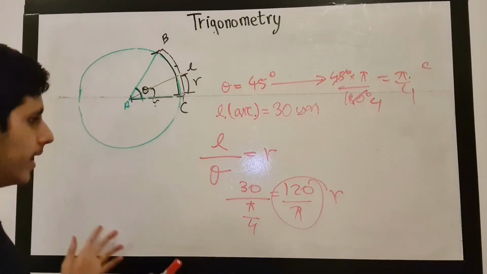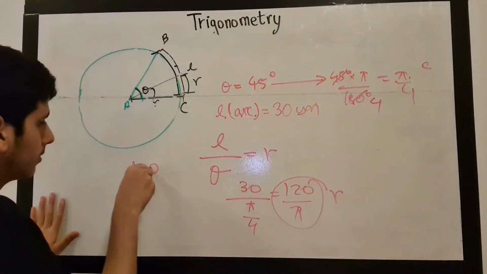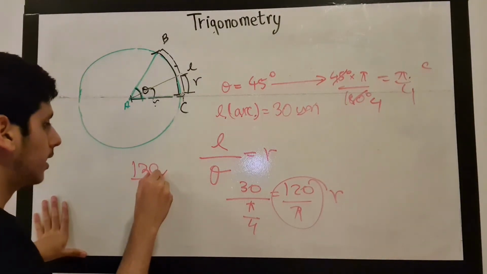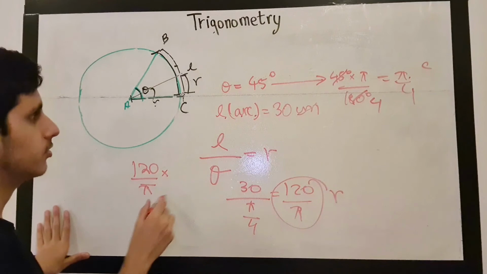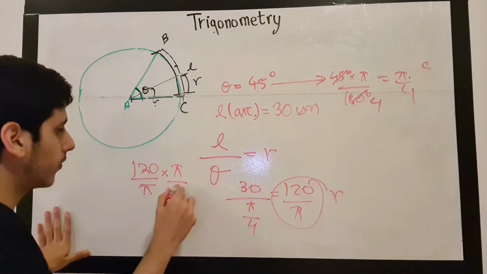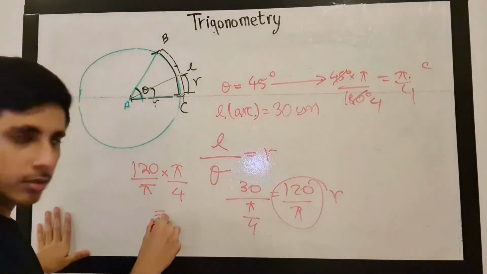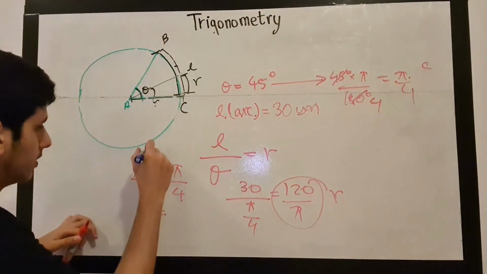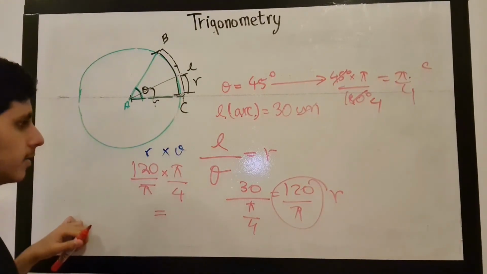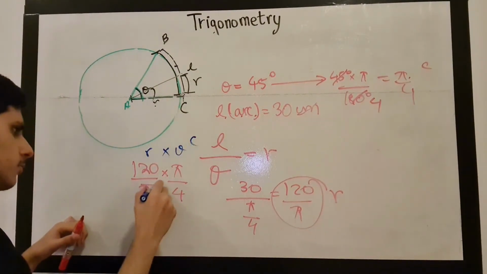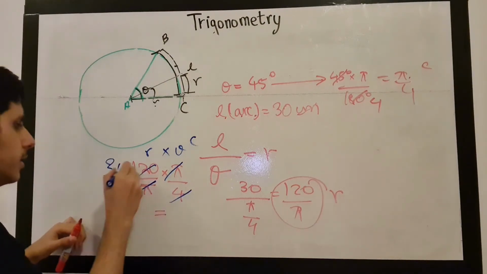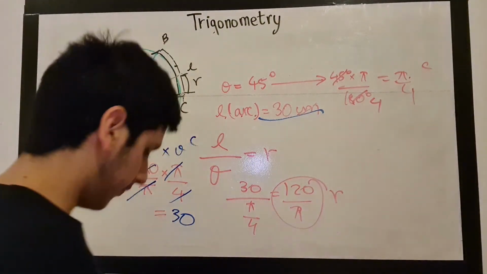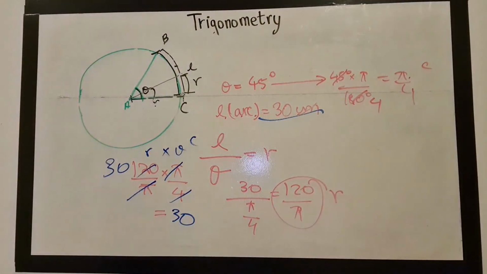Okay, so we can check it back and verify it. So 120 by pi, the radius in centimeters, times the central angle, 45 degrees, pi by 4, would give me the length, because we know this is r and this is theta, the central angle in radians. This pi would cancel, and this would equal 30. So 30, 30. And so this relation is very helpful, helps us in a lot of questions.